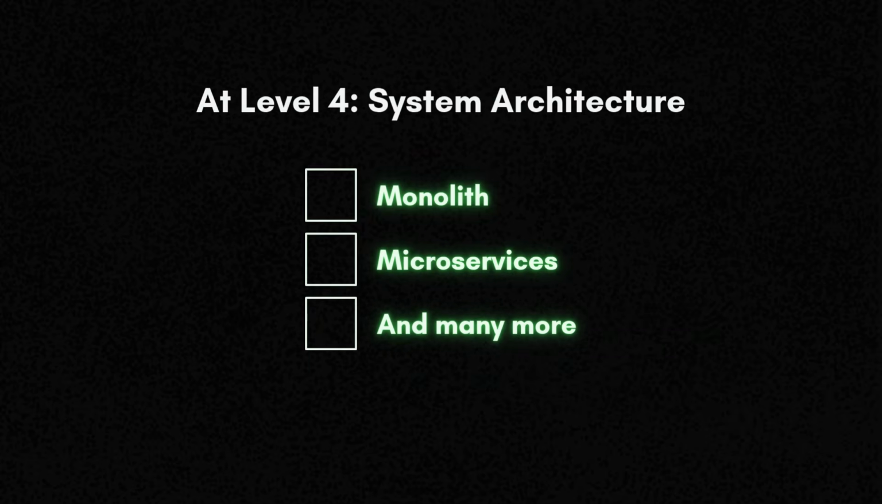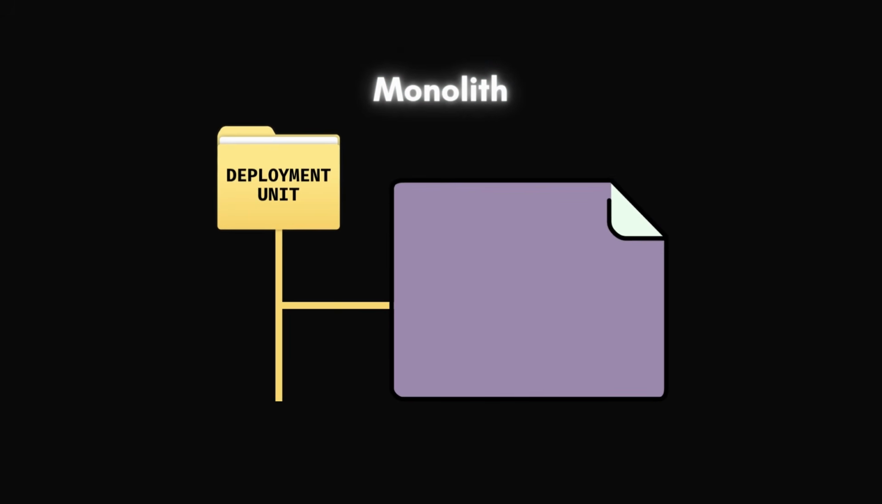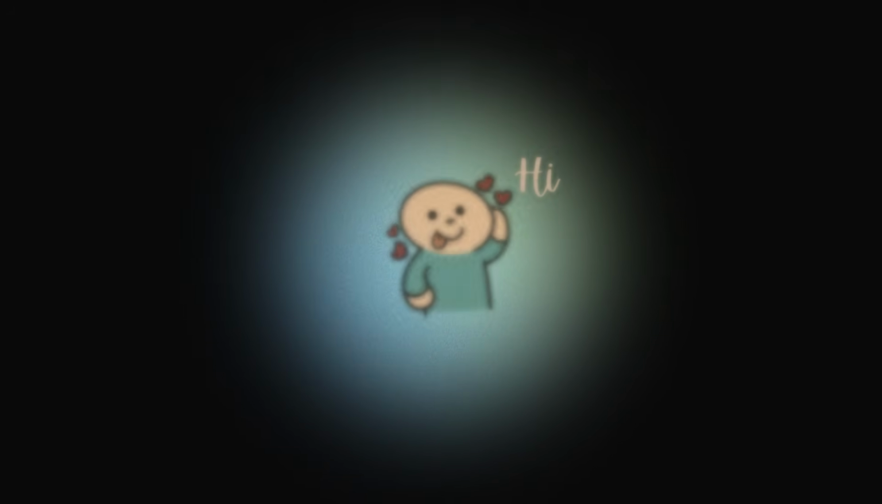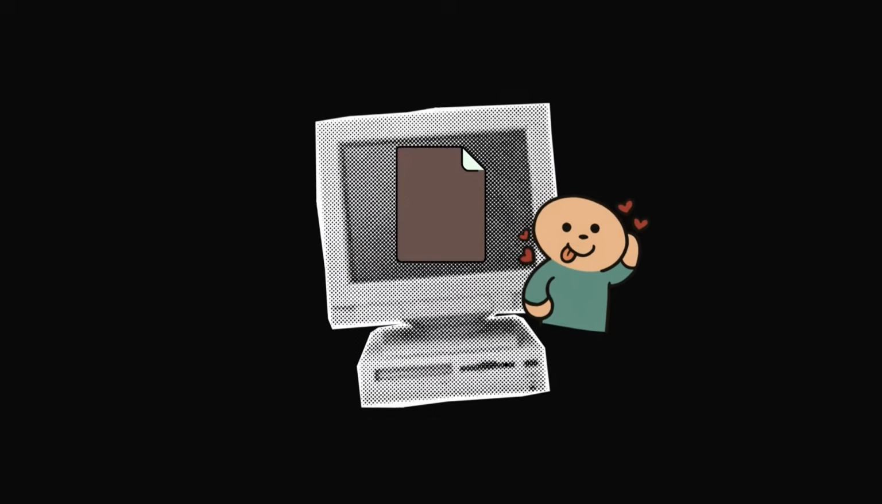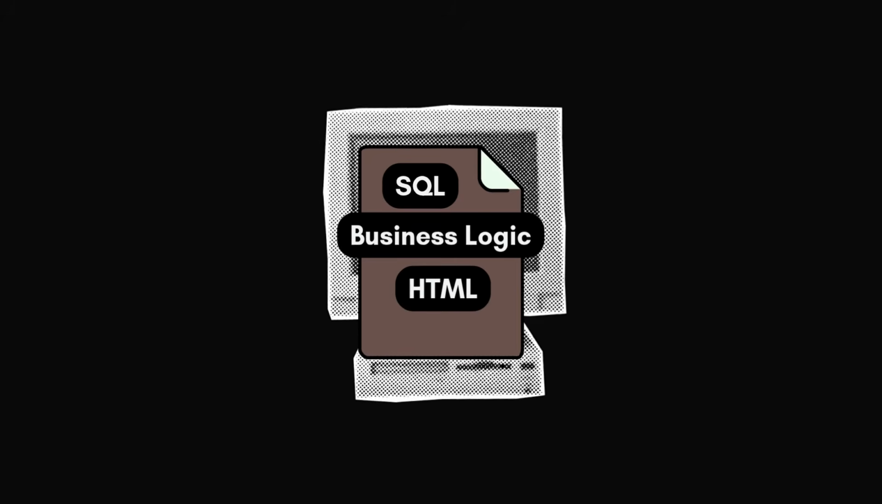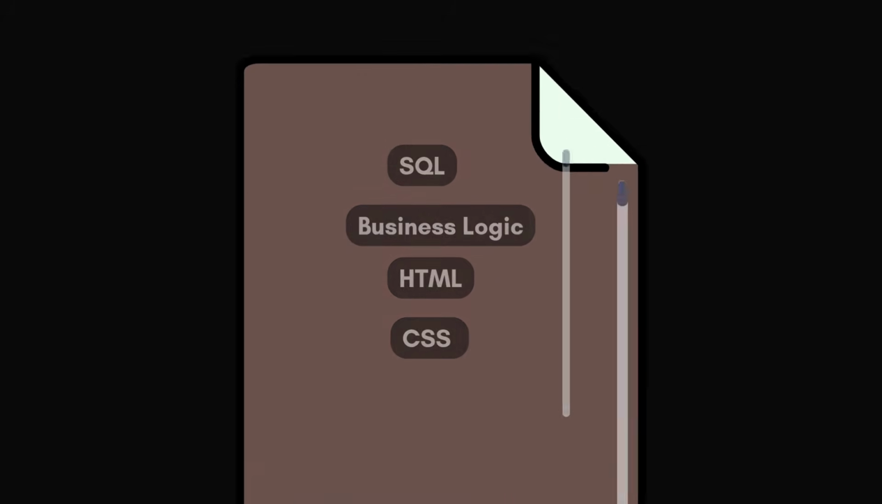Even if we choose monolith architecture, surely we should not throw everything into one giant file, right? Imagine traveling back to the early days of web development. A developer creates a single file and starts putting everything inside it. SQL queries at the top, business logic in the middle, HTML at the bottom, CSS mixed everywhere. Over time, the file grows into 20,000 lines of code.